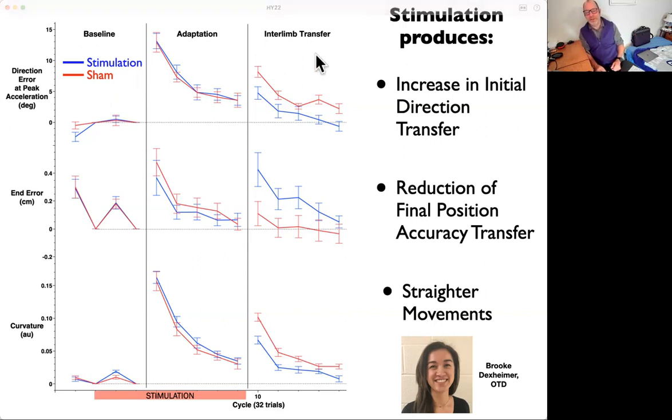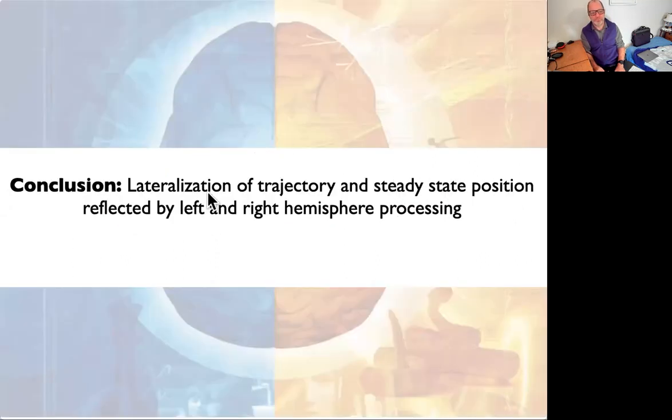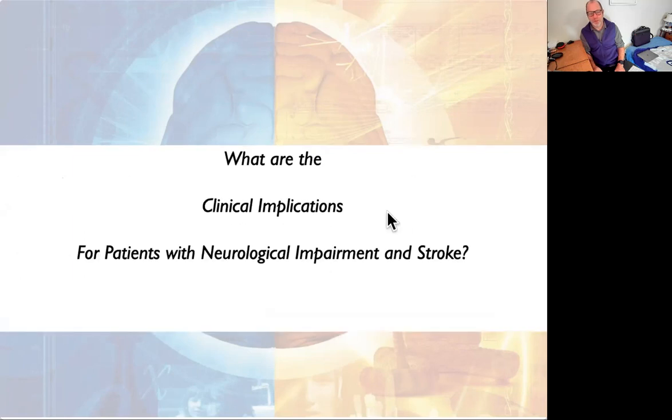But then interlimb transfer was substantially, statistically significantly better for our stimulation group when we stimulated the left side, but not the right side. Interestingly, our final position error got worse in terms of transfer. I'm sorry, I didn't update this where we have our right stimulation group. So this was kind of cool because it's verifying our lesion findings. We think that lateralization of trajectory and steady state position reflected left and right hemisphere processing. Kind of going fast here.